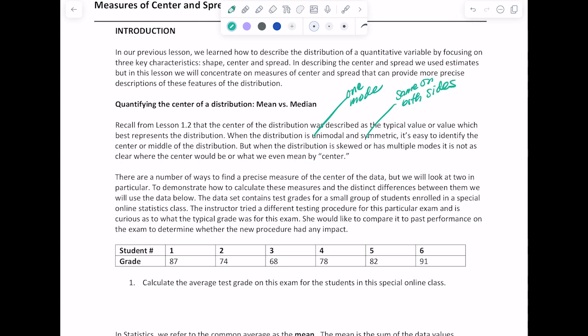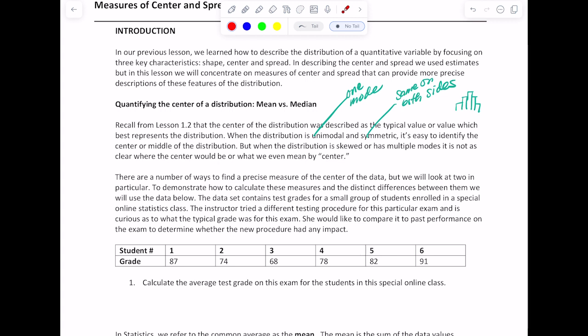Usually unimodal and symmetric histograms will look something like this. Okay, so I would consider that unimodal. It's got one mode, which is where the peak is. That's the value that occurs the most. And if I was to slice this in half vertically, it would be approximately the same on both sides. So when that occurs, it's best to use the mean or the average to describe the measure of center, okay? So let's take a look at these 6 students, and we want to calculate the average.